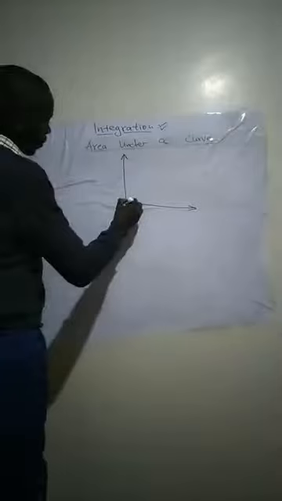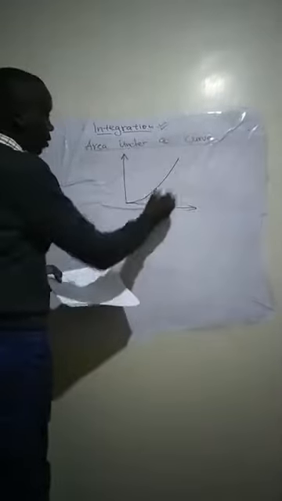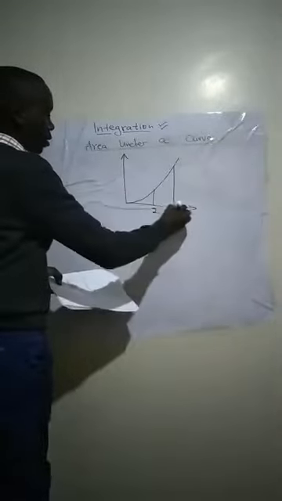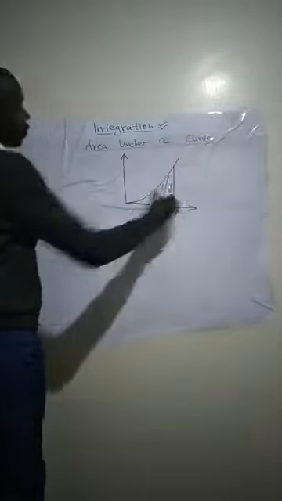So if you have such a curve, and I am told that this is 2, and this is 4, the equation of the curve is y equals x squared. You can get the area under this curve using integration. So you integrate x squared with respect to x for the limits: the lower limit is 2, the upper limit is 4. So to get that area, integrate.